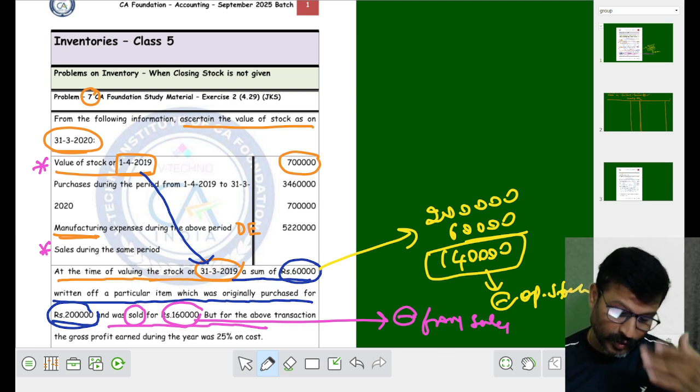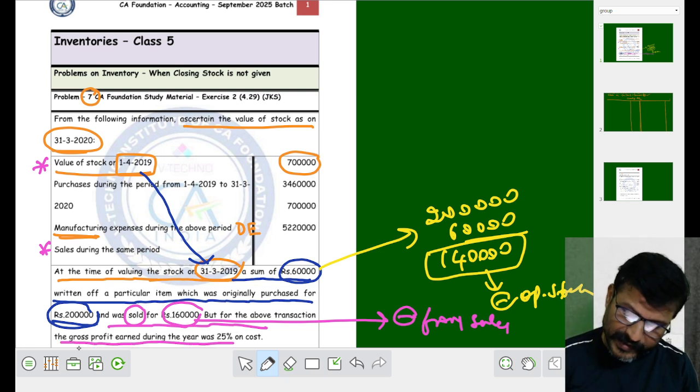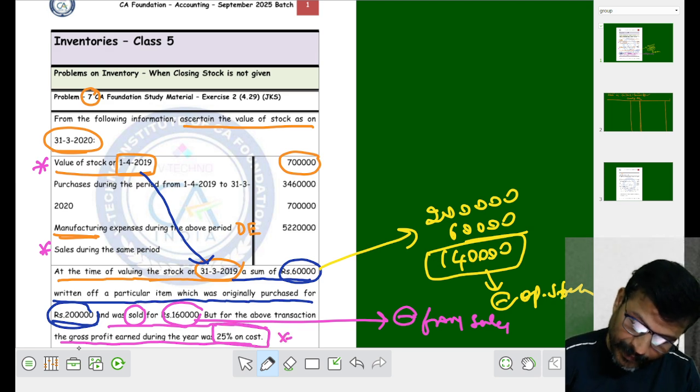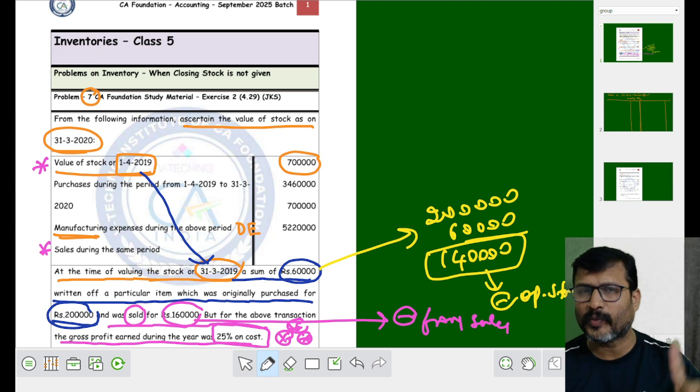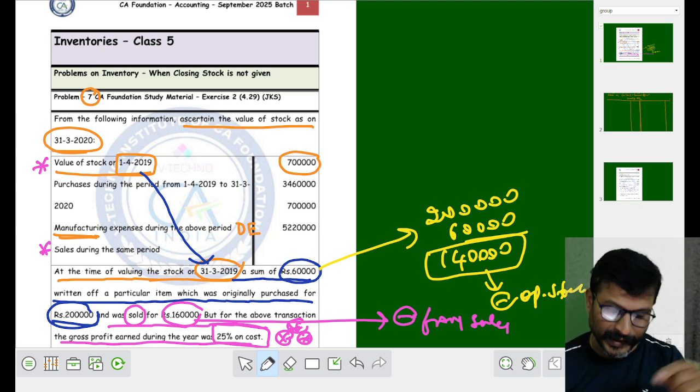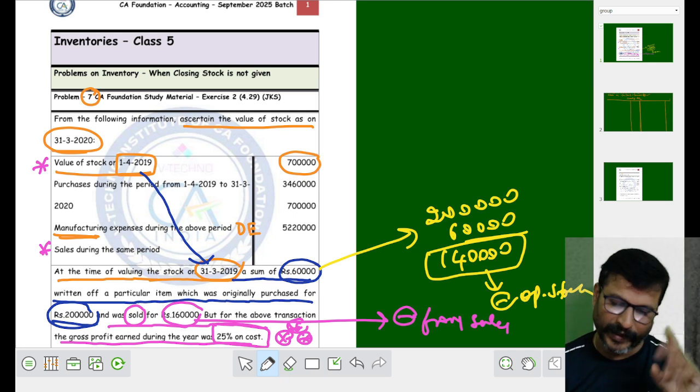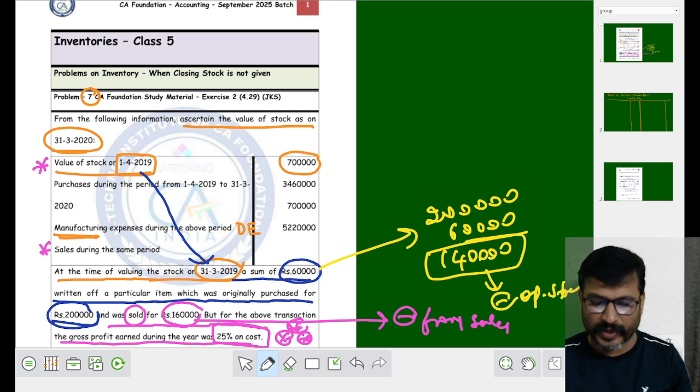Fine. Shall we move on to the answer for this? Later on, the gross profit is 25% on cost. See, this is very, very important. The gross profit is given on what? It is on cost. In earlier two problems, it was on sales, but in this problem, it is on cost. Fine. So, let us start our solution from the beginning.